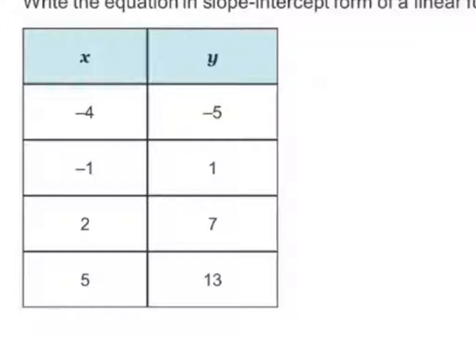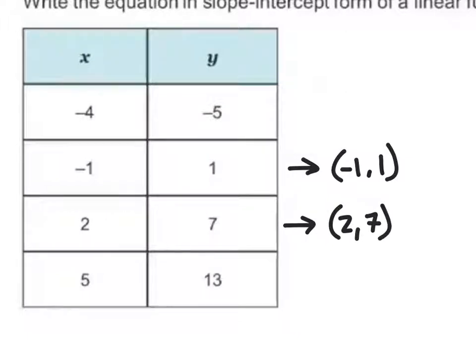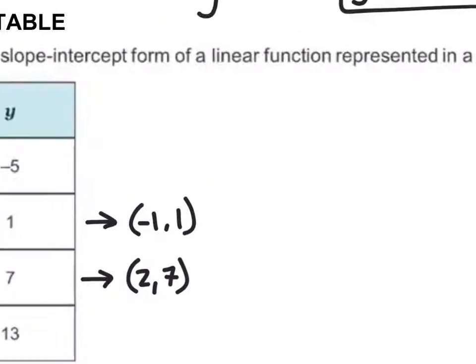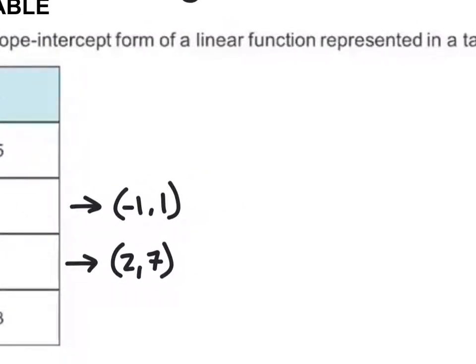But let's go ahead and just choose 2 points, and I'm going to use this one right here, okay, using the point negative 1, 1, and I'm going to use this point here, 2, 7, okay. And so what I want to do is write my equation using these 2 points. All right, so I'm going to write them up here, negative 1, 1, and 2, 7.